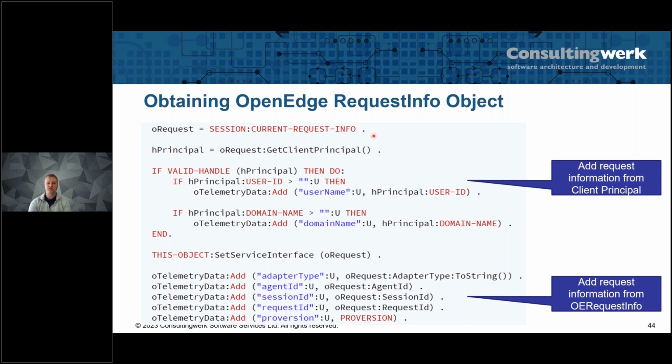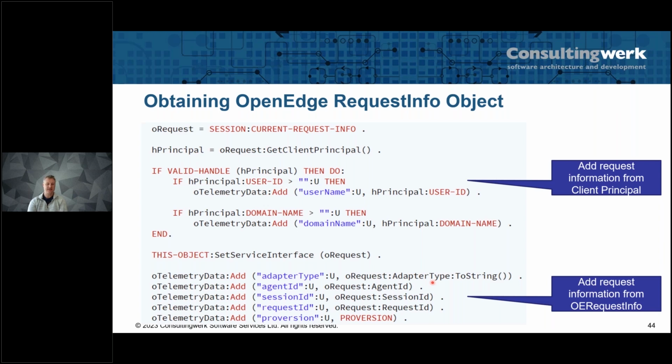But we can get user ID, domain, we can get various information. We could get roles out of this. We could get sorted information from the client principal. We can also get useful things like the adapter type, right? So what type of client is it that's making this request? APSV, web, REST, etc. The agent ID, the session ID, and the request ID.